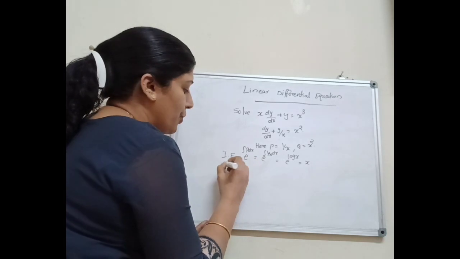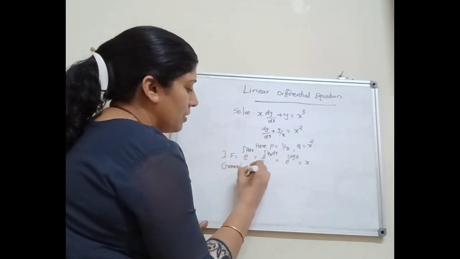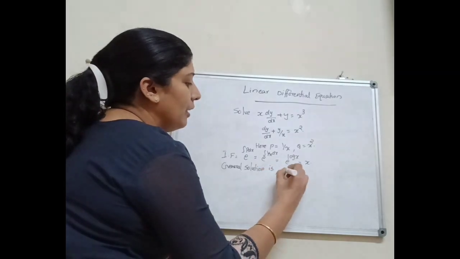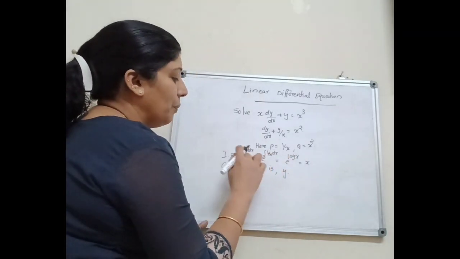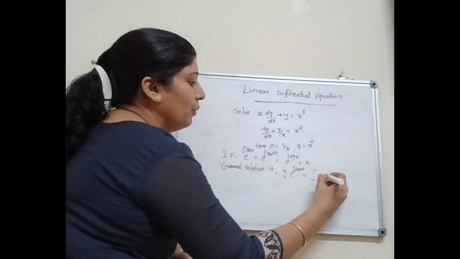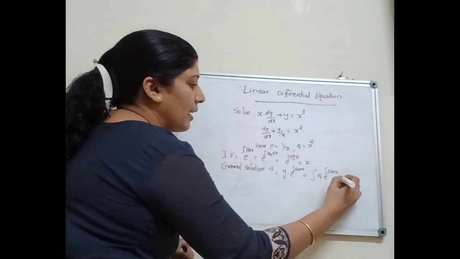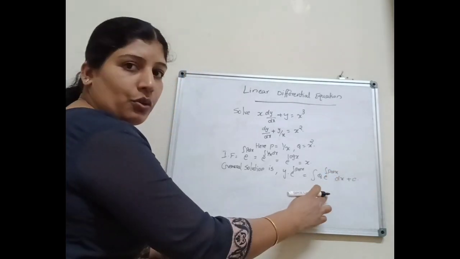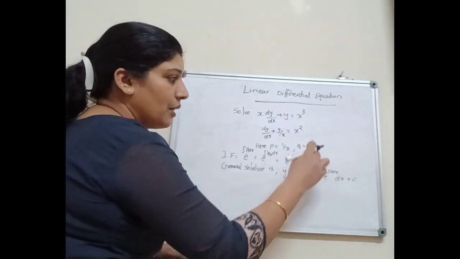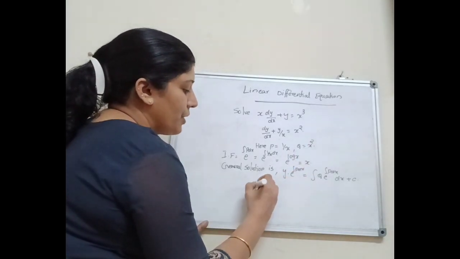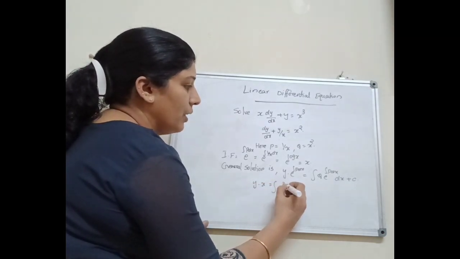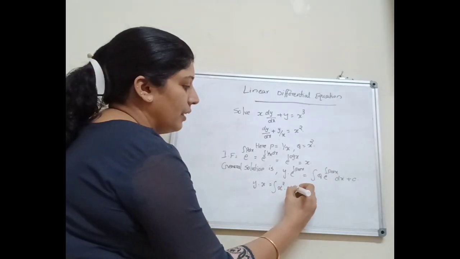Therefore, the general solution is y into integrating factor. E raised to integral p dx is x. Y into e raised to integral p dx equal to integral q e raised to integral p dx dx plus c. It is the general solution. Then substituting here, e raised to integral p dx is x and q is equal to x square. Therefore, the general solution is y into x equal to integral x square into x dx.